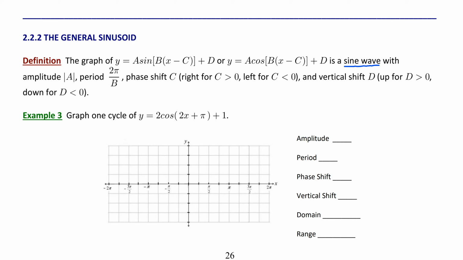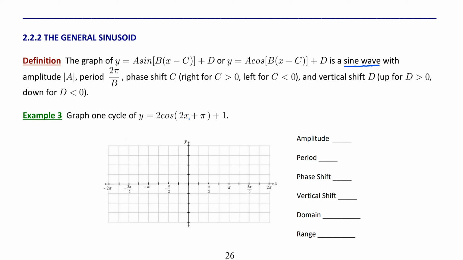If the argument is multiplied by a constant, b, then this creates either a horizontal expansion or compression, or specifically a change in the period of the sinusoid. To calculate the new period, we're going to take the original period of sine or cosine, 2π, and divide by that coefficient, and that yields the period of the transformed function.